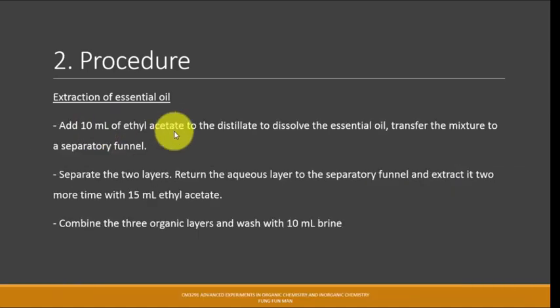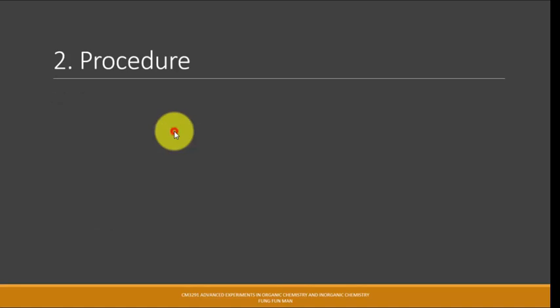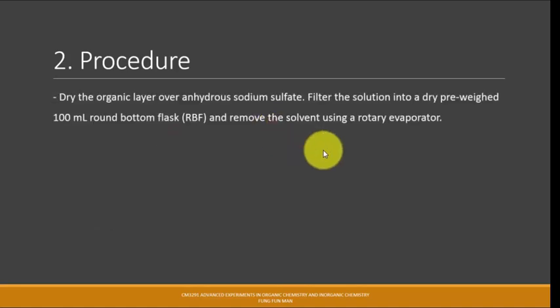Next, you combine these organic layers and wash it with 10 ml of brine, concentrated sodium chloride. Think about why we added this. Okay. Next, we then dry the organic layer over the anhydrous sodium sulfate, filter the solution through a pre-weighed and dry 100 ml RBF, round bottom flask. Then we remove the solvent using the rotovap.